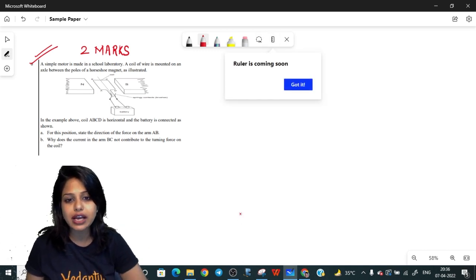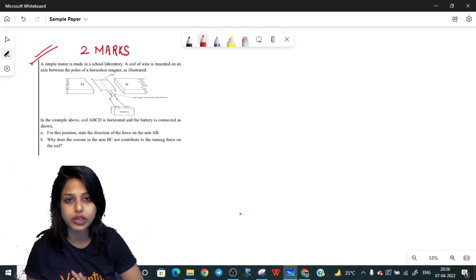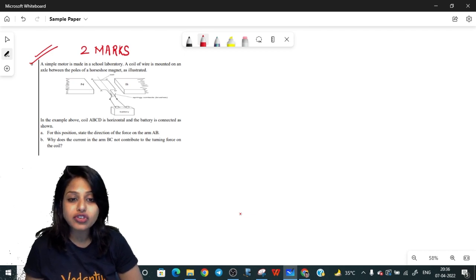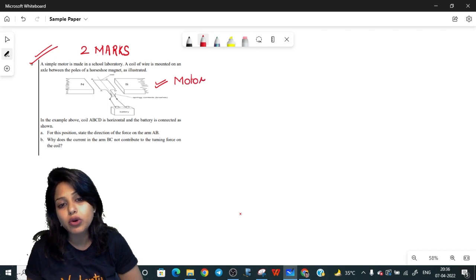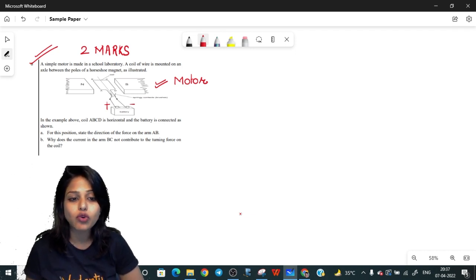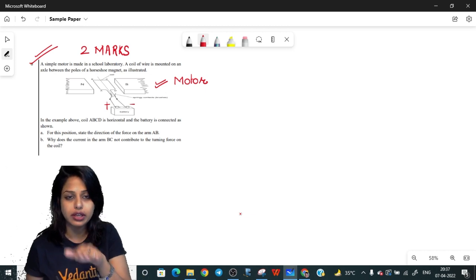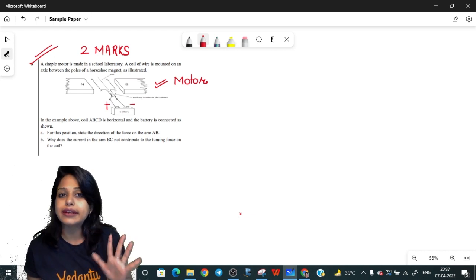So let's start by just writing: a simple motor is made in a school laboratory. A coil of wire is mounted on an axle between the poles of a horseshoe magnet as illustrated. The image is shown for your motor. To be more precise, if you have checked your sample paper, the battery signs are given as plus and minus like this. In the example above, coil ABCD is horizontal. So you can take the example that the coil is kept like this and the battery is connected as shown.